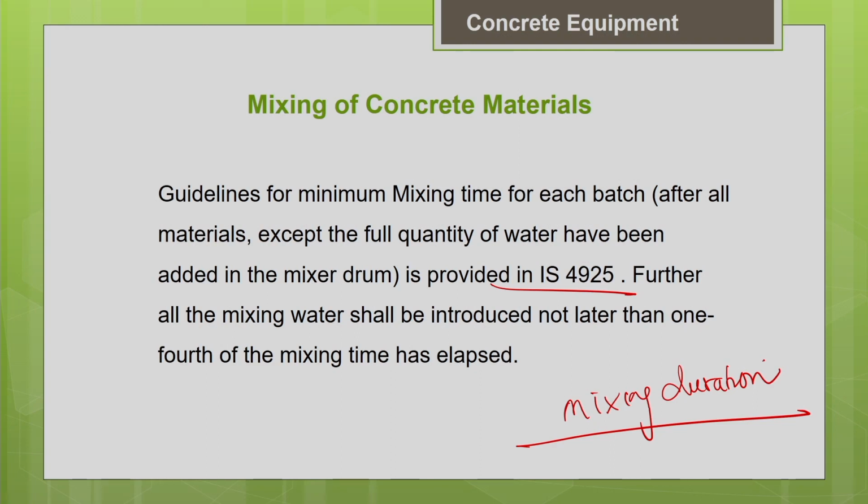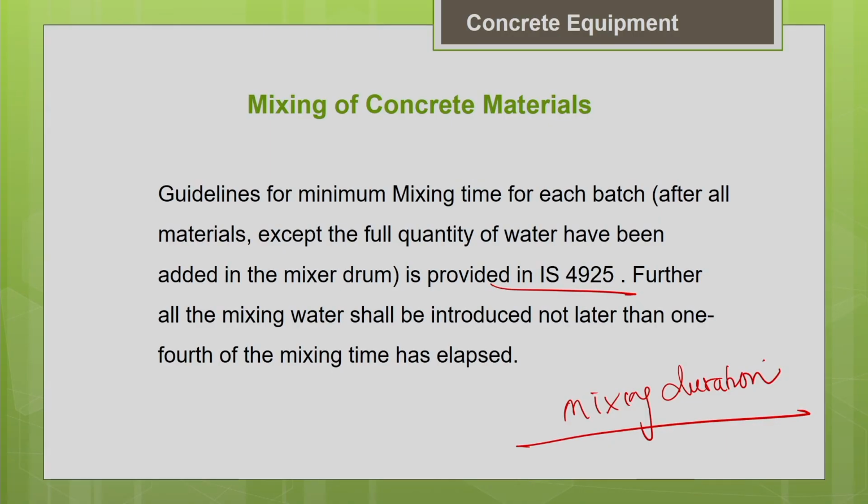Generally, if you go for a lesser duration than what is needed, what will happen? You will not get a homogeneous mix, that is the main problem. And a very high mixing duration is also not good, because as you know, as you add water to the concrete, your cement starts setting. It will result in loss of water from the concrete due to evaporation, which will affect the workability of the concrete. So, extended mixing duration is also not good with respect to the setting and the workability of the concrete. That is why there is an optimum mixing duration for every mixer machine. So, we should go by the manufacturer recommendation. Guidelines for minimum mixing time for each batch are given in IS 4925, so it will apply.